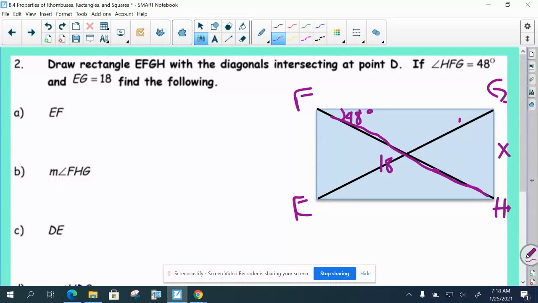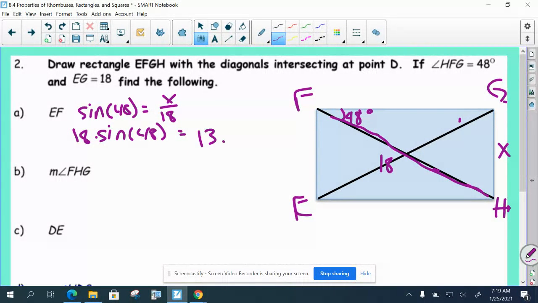So if we're trying to find GH, which is EF, we could use the sine function, opposite over hypotenuse. You have to look to see what they're giving you, it could also be something else. So sine of 48 equals x over 18. Multiply both sides by 18, and you get 13.4.